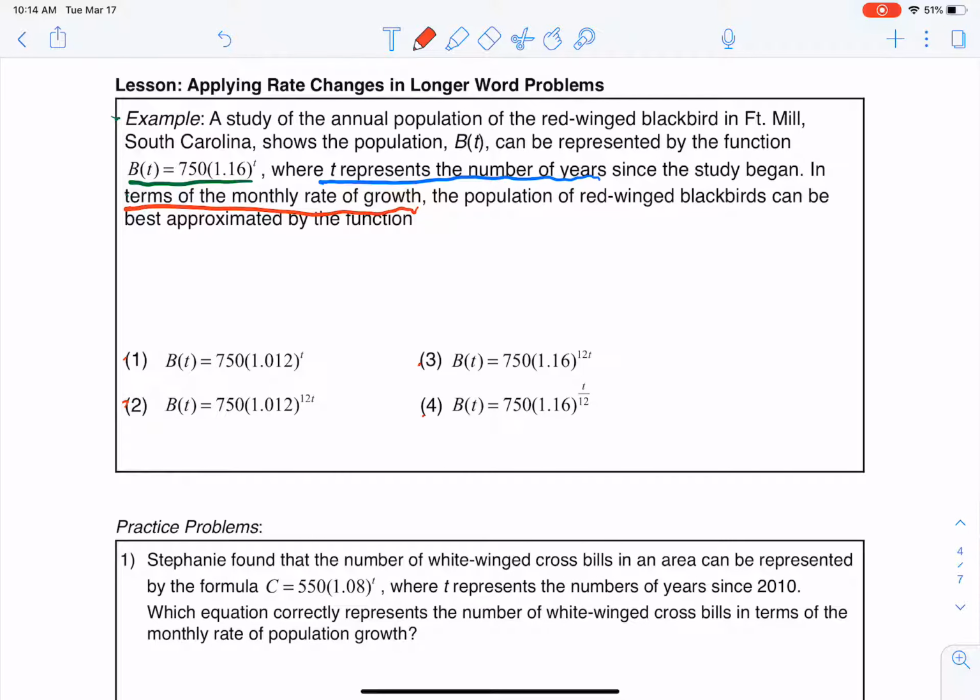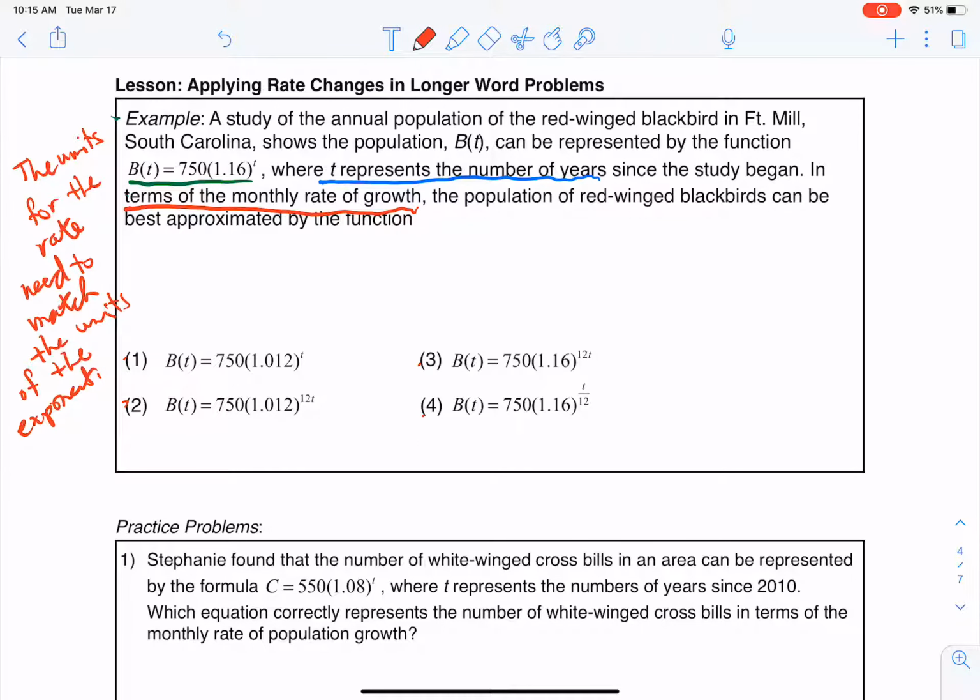All right, so let's take a look at this question. Again, the main takeaway has been that the units for the rate need to match the units of the exponent. I'm just making a quick note of that here as a reminder.